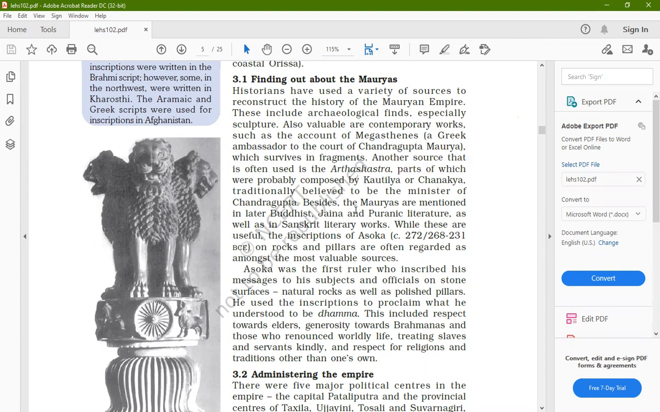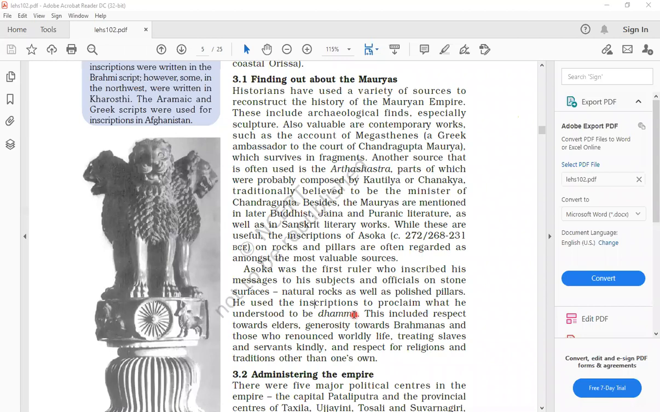Then we have how we know about Maurya: from the Buddhist, Jaina, and Puranic literature we know about the Mauryas. Okay, now the next question can be asked, how did Ashoka become the first ruler to inscribe messages to his subjects. He inscribed the messages to his subjects on natural rocks or polished pillars, and he used the inscriptions to proclaim what he understood to be Dhamma. So it is also very important to know.